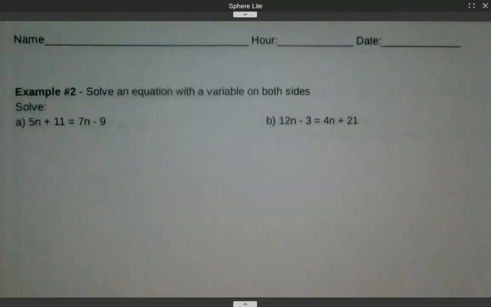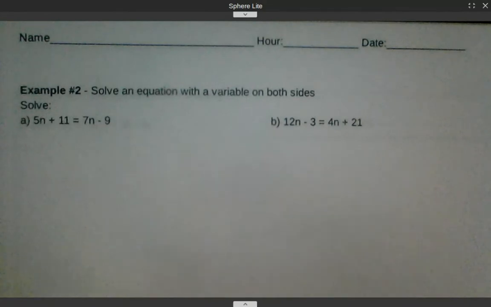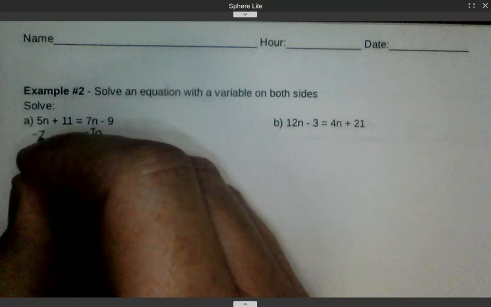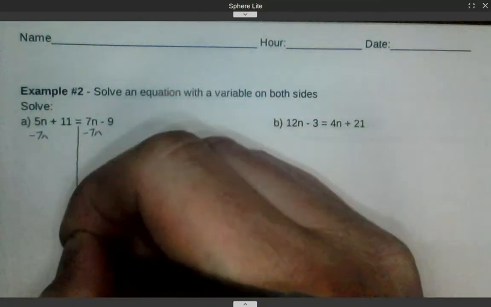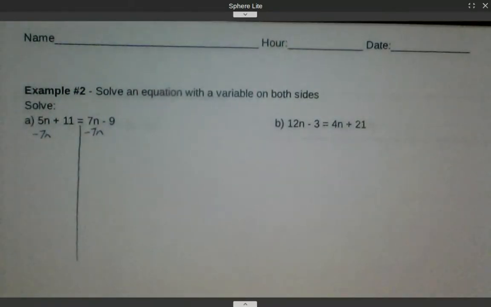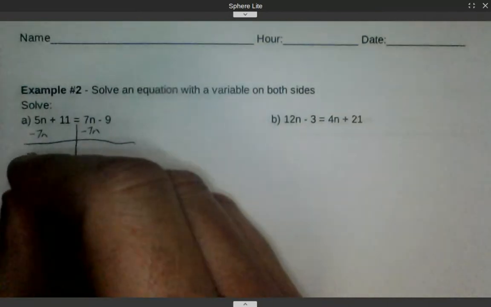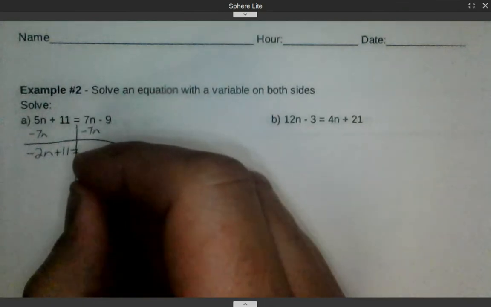The next type of equation is to solve an equation with a variable on both sides. Now, what we want to do is get all the variables on one side. I like to get the variables on the left side, and I like to get the numbers on the right side. So I'm going to subtract 7n from both sides, and a lot of people, because they get confused, will draw the line. This way you know where the left side is and where the right side is. So I will now have negative 2n plus 11 equals negative 9.